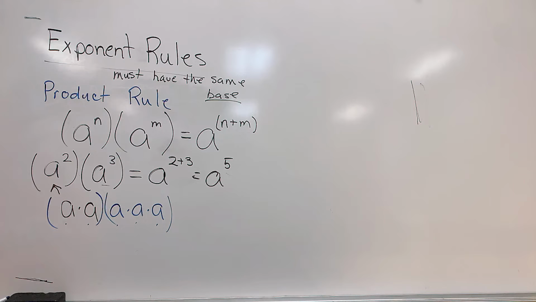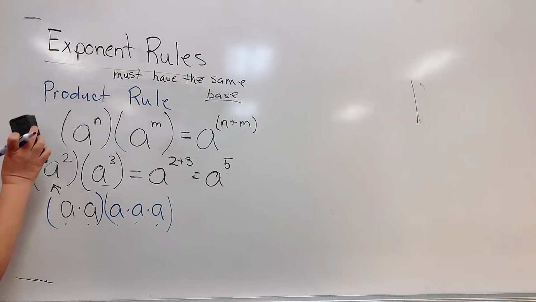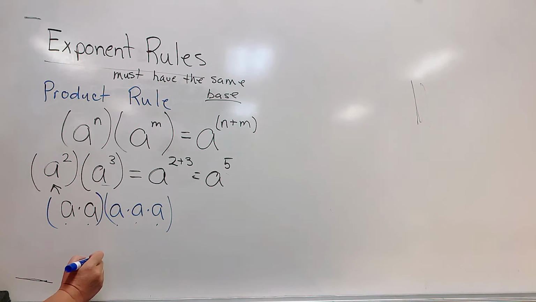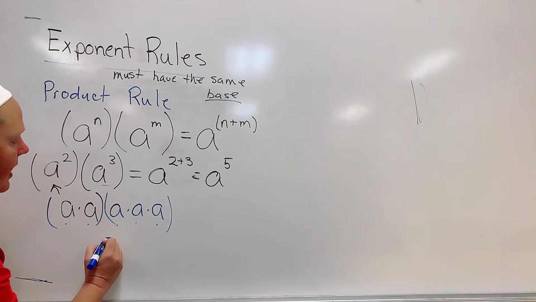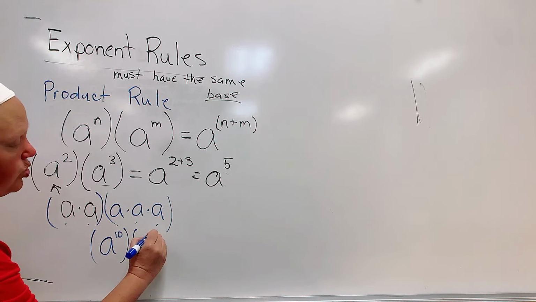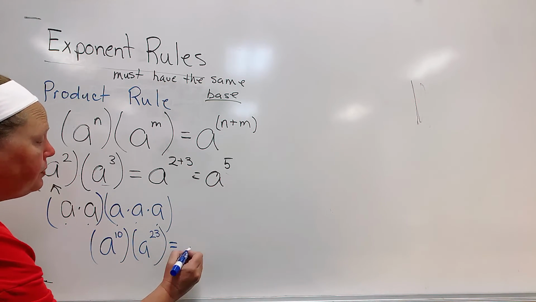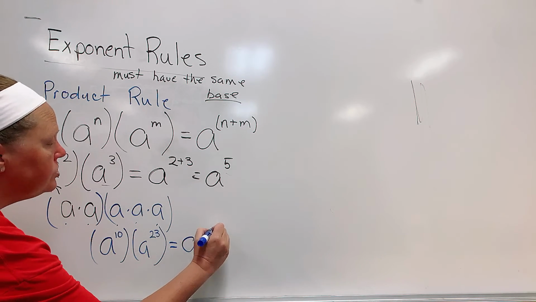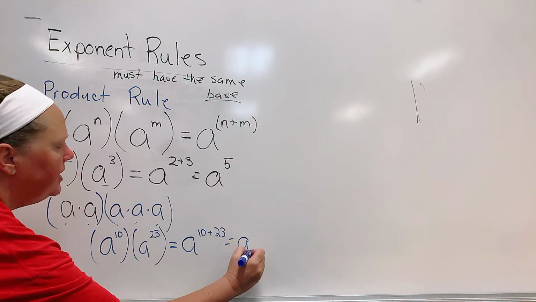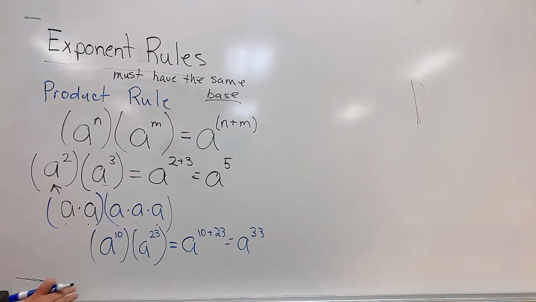Now, do we want to expand every time? Do we want to have to say a to the 13th times a to the 12th and have to count out how many we have? No, we want to do the simple trick. Okay, we want to be able to say if I've got a to the 10th times a to the 23rd, that's a lot of a's to have to put together. But I can use that exponent rule, a to the 10 plus 23, which equals a to the 33rd, right?